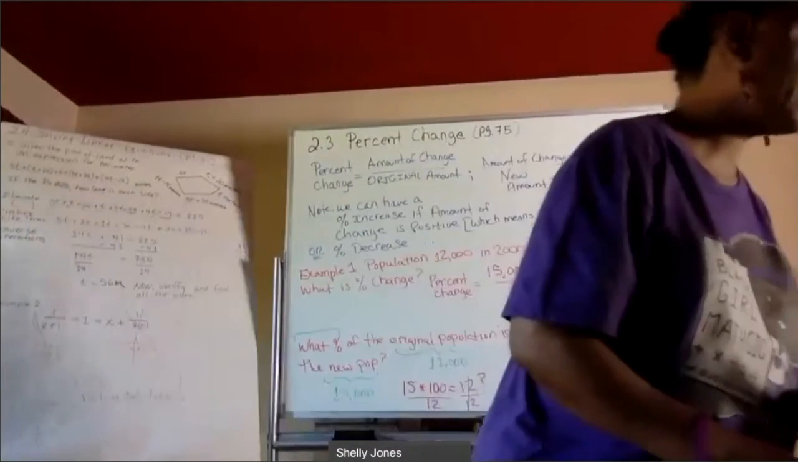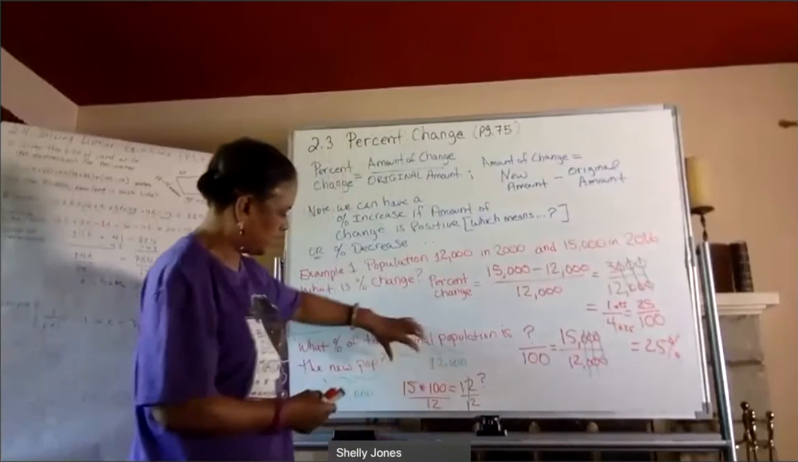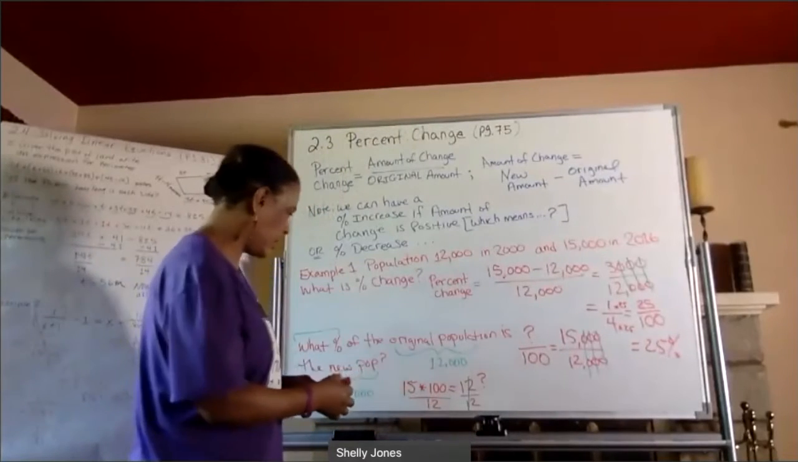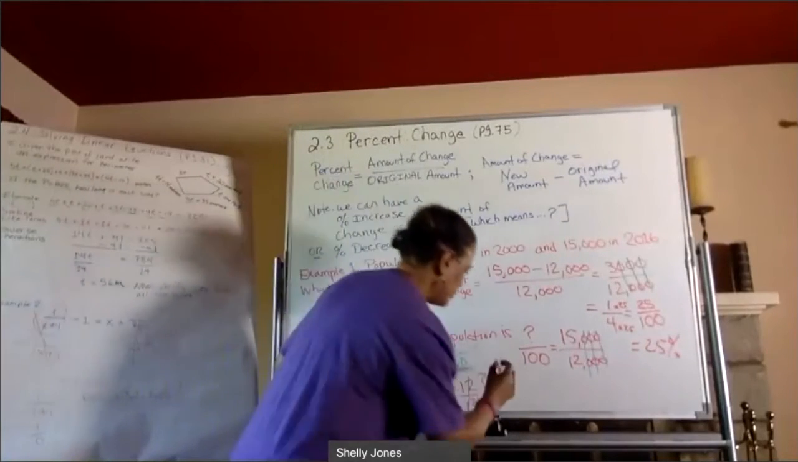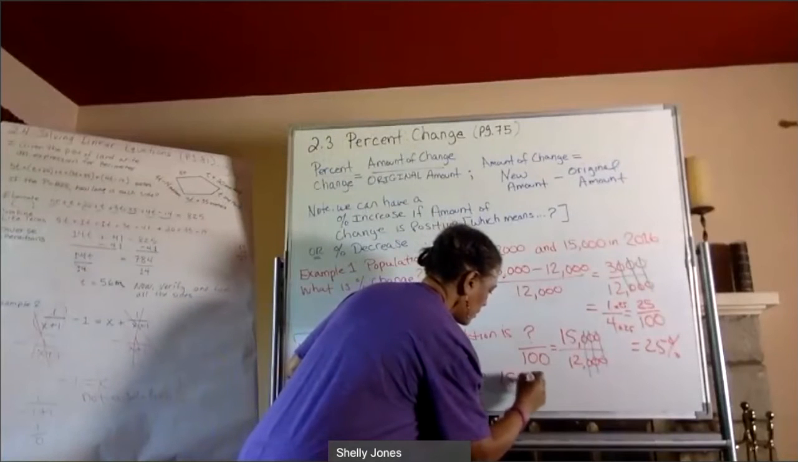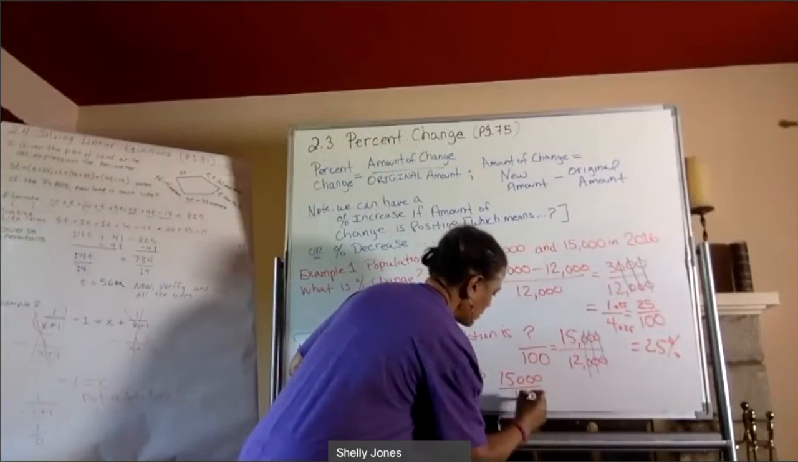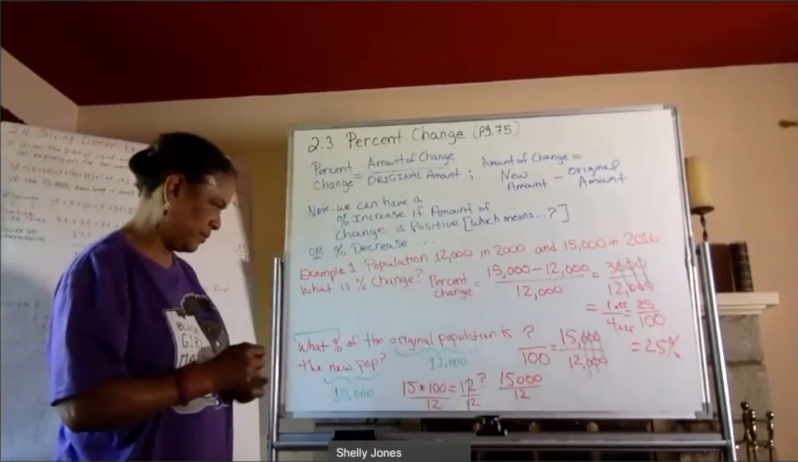I'm looking for my calculator. Okay, I don't have my calculator. So that's 1,500 divided by 12. Anyone have their calculator with them?